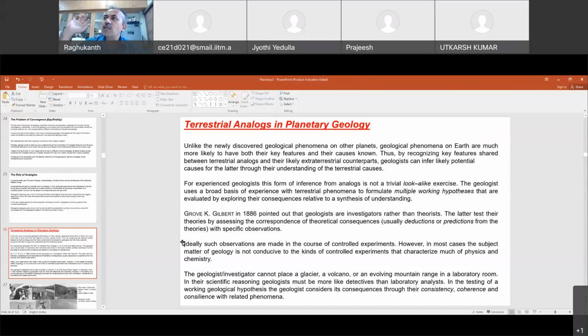But the problem for geology is you can't do experiments in the lab. Glaciers and volcanoes you can't do in the lab. It's extremely difficult. We don't have that luxury in geology. What we have is only the graphs or the high resolution images. From that only, we have to give all kinds of hypotheses and information. This is the main problem in geology.